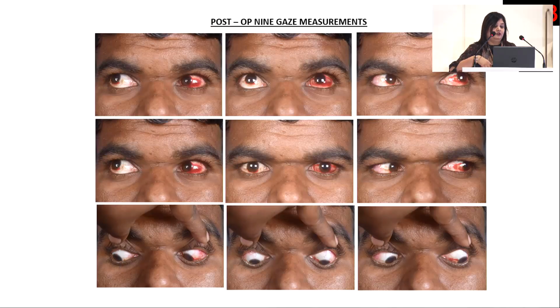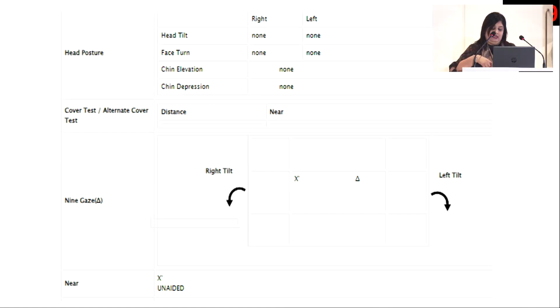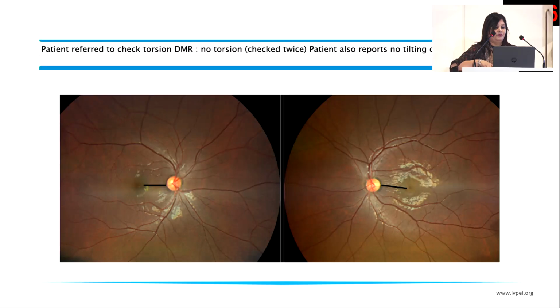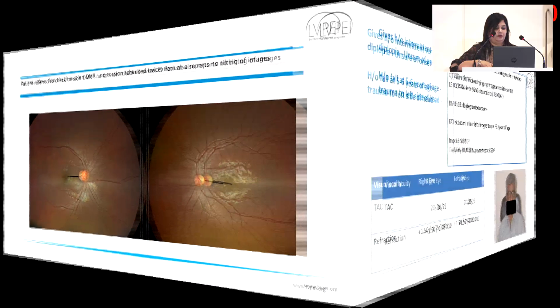So he was pretty good post-operatively on his 9-gaze measurements, and this is what he looked like on his 9-gaze, where he's got a very small exophoria. So that kind of ended well, but it's not always that simple. His torsion was also much better when we saw him post-operatively.